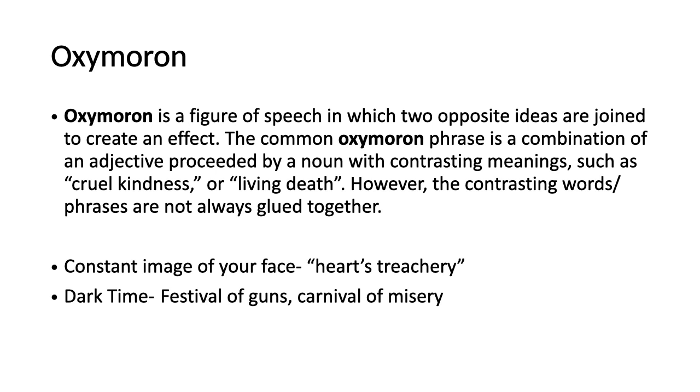In the constant image of your face, we see heart's treachery. Treachery means betrayal, some kind of cruelness, some kind of heartlessness. And then we see heart, which is supposed to be so loving and so kind, being placed alongside something so evil, right? So that's an example of oxymoron. In Dark Time, My Love by Martin Carter, we see Festival of Guns. A festival is supposed to be a good time, a happy time, a fun time, and then we see guns placed alongside that. So that would be an example of oxymoron. Carnival of Misery, oxymoron.